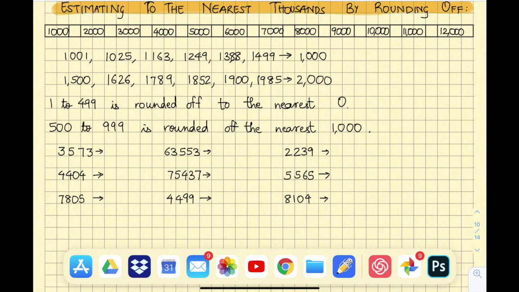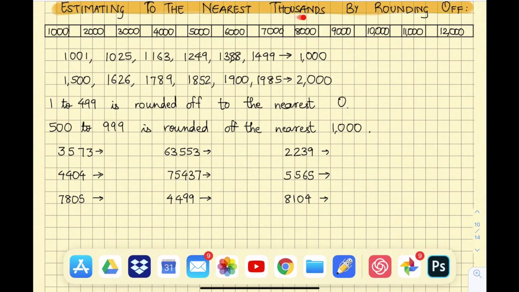Then 500 to 999 is rounded off to the nearest 1000. In this case, the nearest 1000 is 2000. So 501 to 999 is rounded off to the nearest 1000. So in this case, the nearest 1000 is 2000. Let us see some more examples. It is simple logic. You just have to remember it is estimating to the nearest thousand.